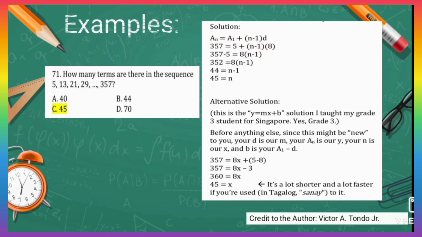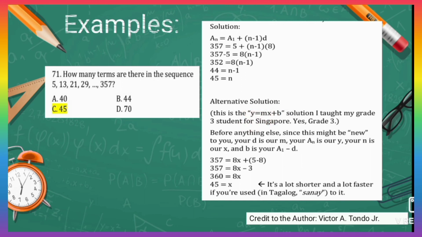Pero kung titingnan mo, mahihirapan kang matandaan sa sobrang dami, kasi parang magkamukha lang din sila nung arithmetic and geometric sequence kasi may N na may D pa. Okay? Pero ito yung shortcut way dito. Ito na lang yung ituturo ko, which is gagamitan natin ng slope formula. Diba, slope formula to, which is y equals mx plus b. This is the slope formula.